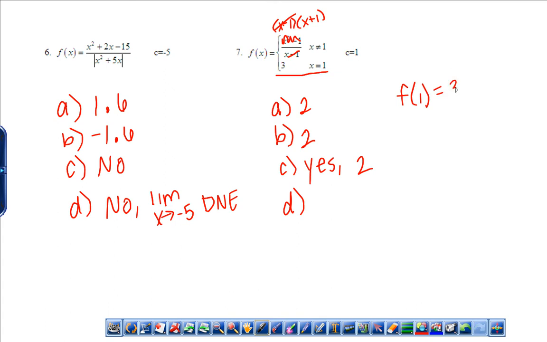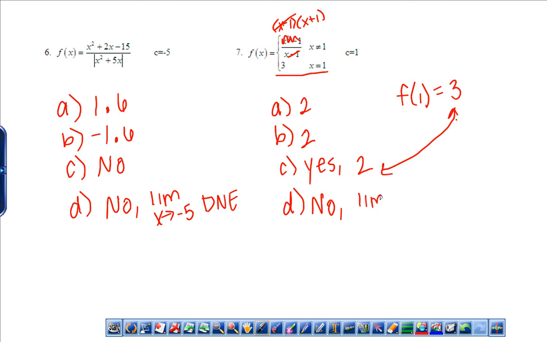3. Remember, that's where we go to that second part. There's a hole in the first part, but there is a point in the second part. So these two numbers do not match up. We have a limit and we have a point, and they're not the same value. Okay, so no, this is not continuous.